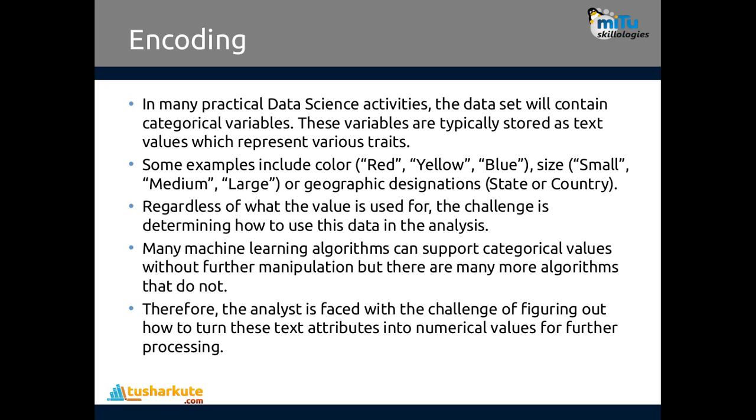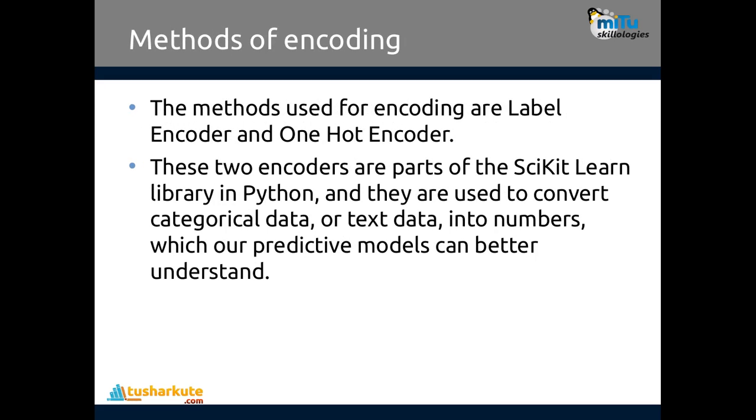If the values are categorical, if the values are strings, then what to do? So we need to transform that data into number format. This number format conversion is done with the help of the algorithm called encoding. The methods for encoding are called label encoding and one-hot encoding. These two types of encoders are part of the scikit-learn library in Python. They are used to convert categorical data or text data into numbers, which our predictive model can better understand.